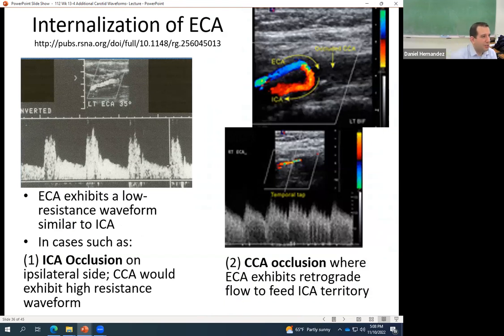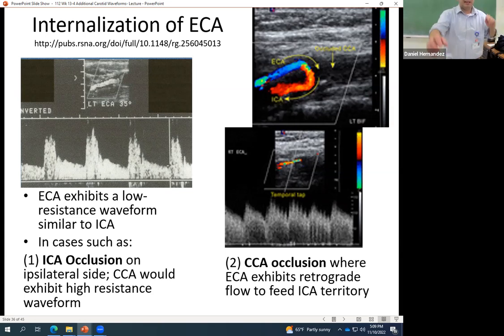So internalization of the ECA. This is when our ECA exhibits ICA waveform characteristics, or it looks like an ICA. So when would we see this? When would we see the ECA looking like the ICA? That's when we have occlusion of our ICA on that same side. So now our ICA is occluded, it's blocked, we're getting no flow in that ICA.